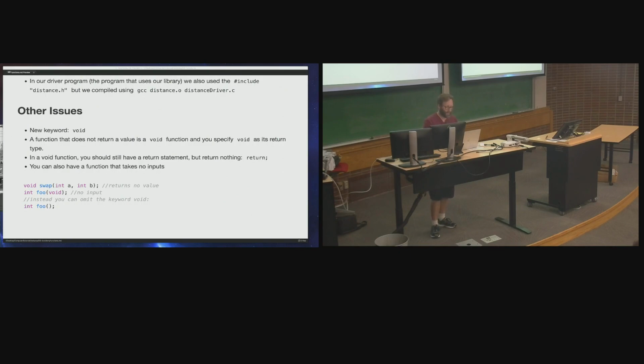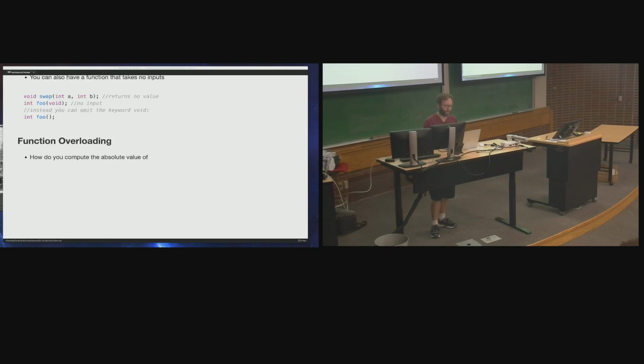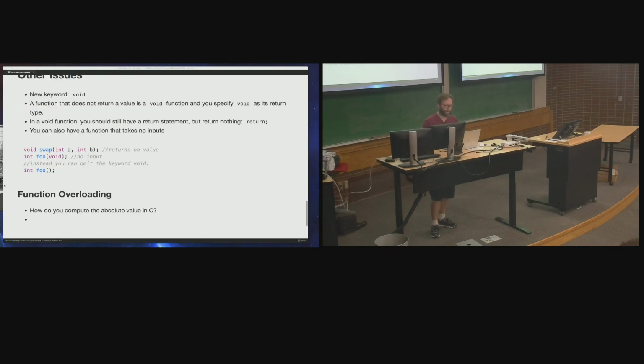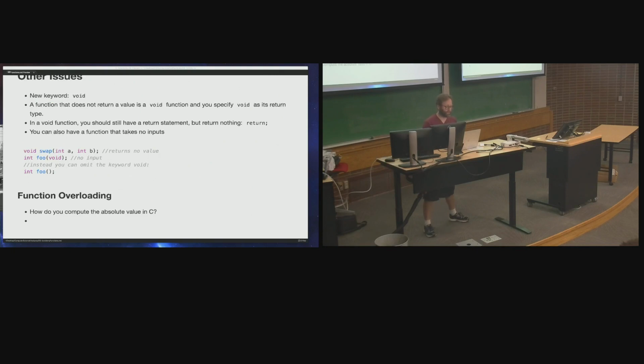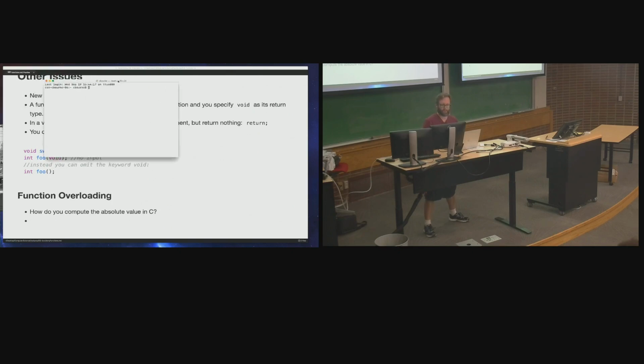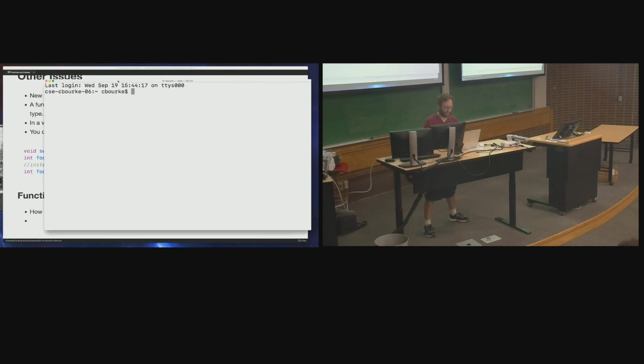All right? Another item is function overloading. So how do you compute the absolute value in C? How do you do this? What function do you use, and in what library is it? Abs, right? So let me bring this over here, increase the size. Let's read the manual about it, RTM.